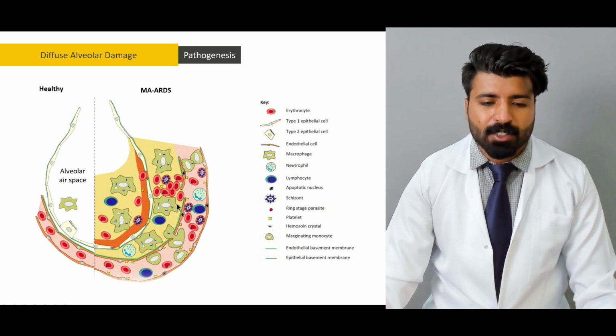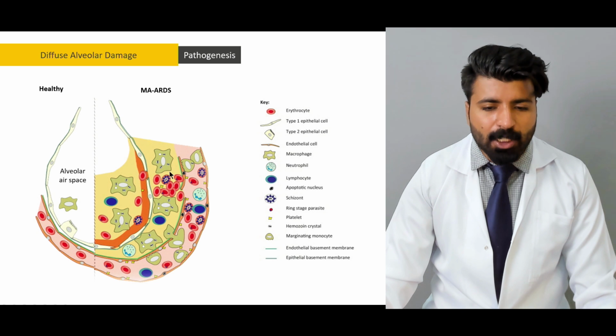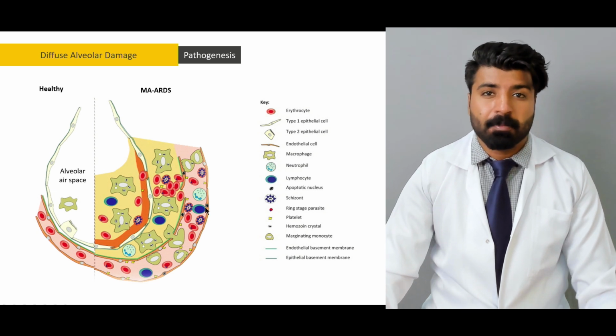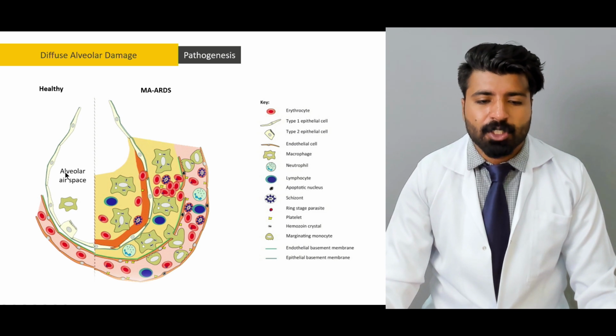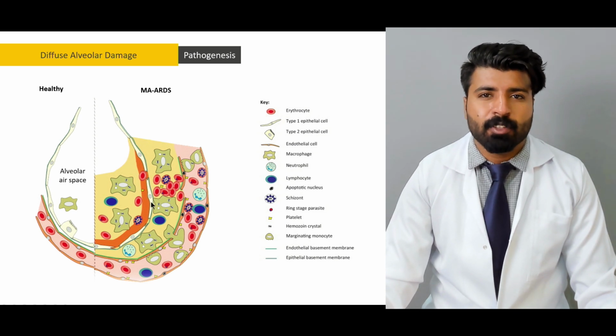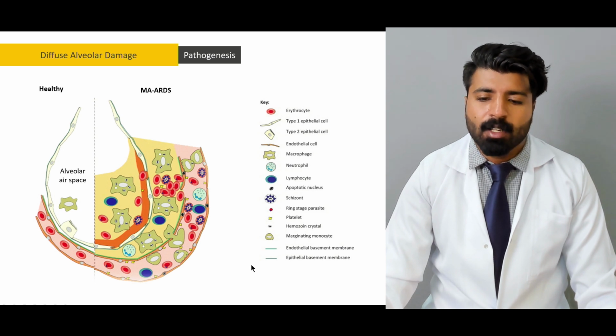Next on, we have endothelial cells. Next on, we have macrophages. There was only one macrophage present. Now there are multiple macrophages present because infection is up to that level. Then we have neutrophils. We can see no neutrophils here, but multiple neutrophils here because of infection. Then we have lymphocytes. As you can see, all the lymphocytes are here, but there were none in a healthy alveoli.